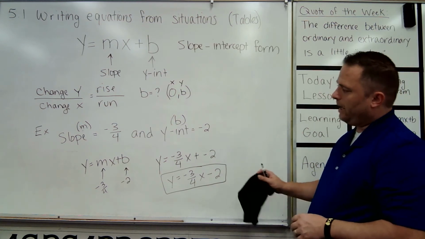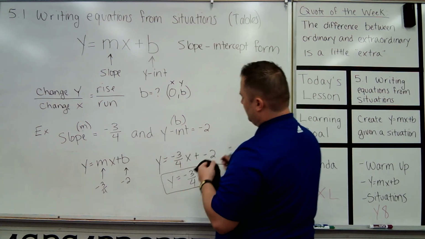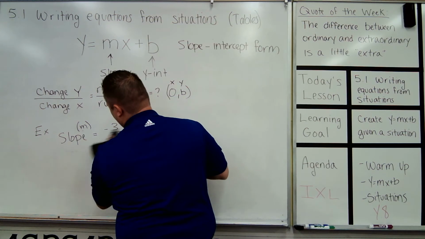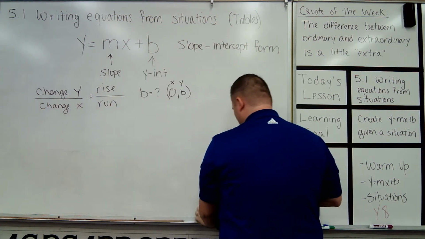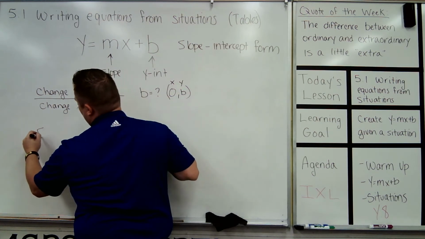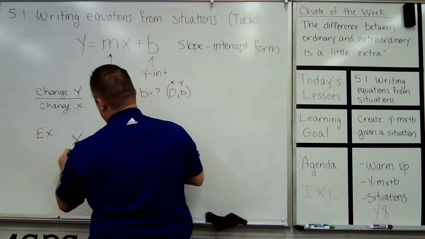Okay? What happens if they don't give you the slope and the y-intercept? Well, let's try this. Erase this. What if they gave you a table? Here's an example for our table. We have an x and a y.